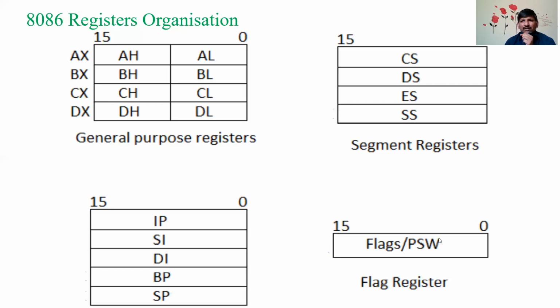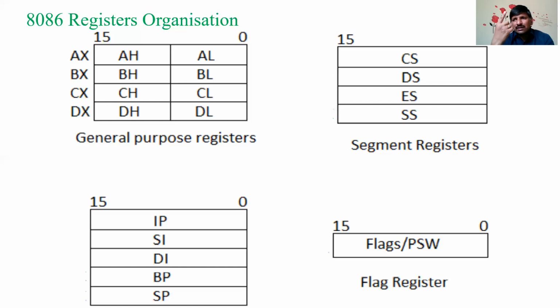Similarly, in the lower nibble, meaning in the lower 4 bits, if any carry is generated, that auxiliary carry flag value is 1. Next, parity flag: if the result contains an even number of ones, the parity flag value is 1. Similarly, if the result is 0, the zero flag is 1. If the result is negative, at that time, the sign flag is 1. If overflow occurs in the result, at that time, the overflow flag is 1.